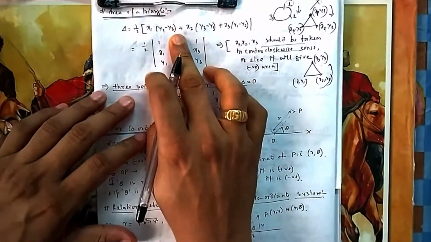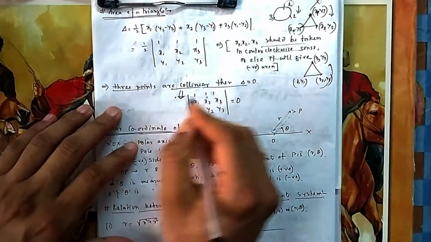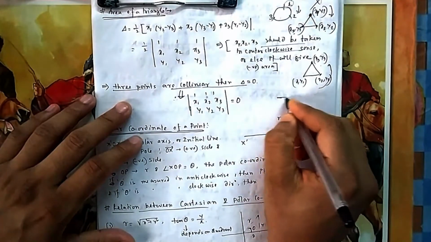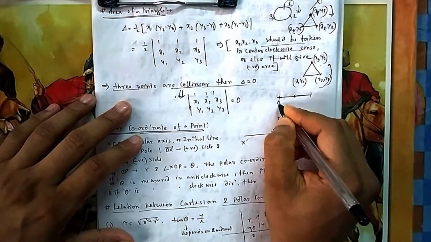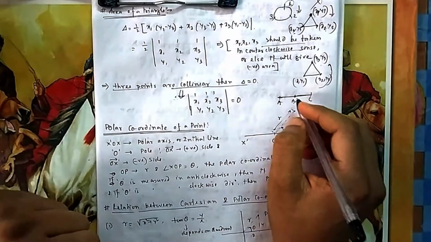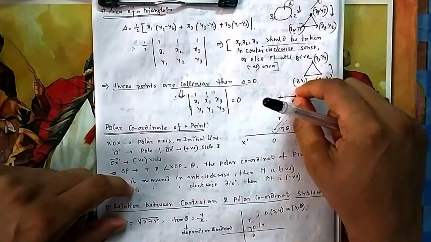Now the same theorem, the area of the triangle, can be extended to find whether 3 points are collinear or not. If the 3 points are collinear, then you cannot make a triangle with these 3 points. Can you make a triangle with these 3 points? No. You can make it, or if you pull this B out of it.